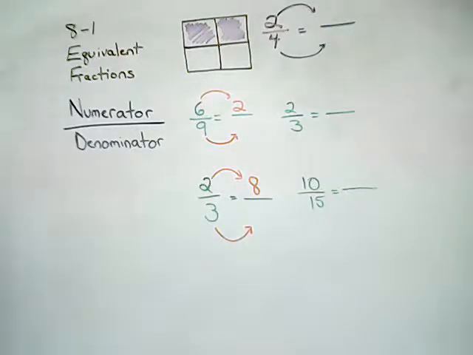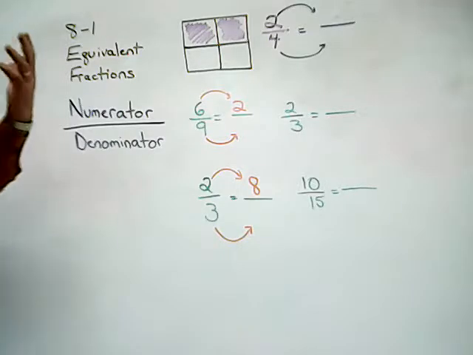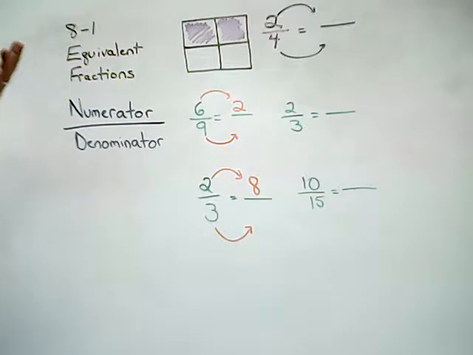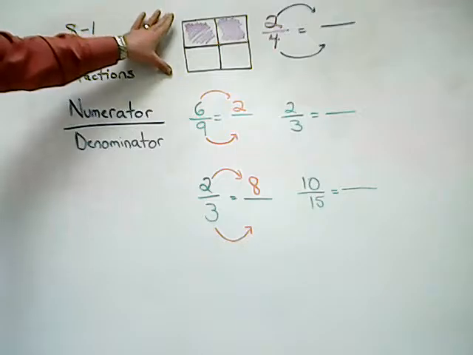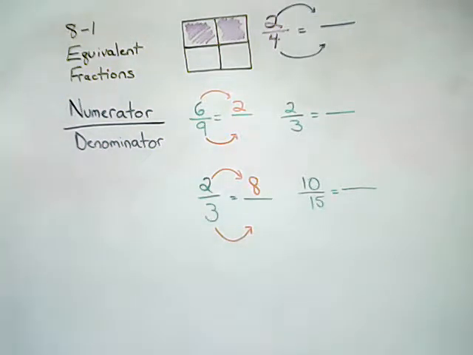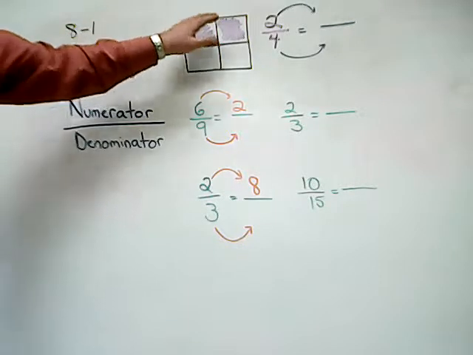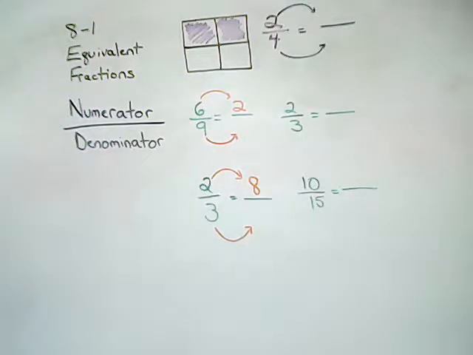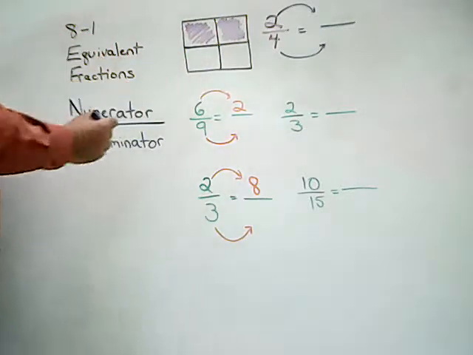For section 8-1, we're going to talk about equivalent fractions. Equivalent is a fancy word for equal. Fractions that are exactly equal, but they might be shaped a little bit differently. Let's pretend my square here is a delicious birthday cake. If I have 4 friends showing up, and only 2 of my friends eat the birthday cake, they've eaten 2 pieces out of 4.